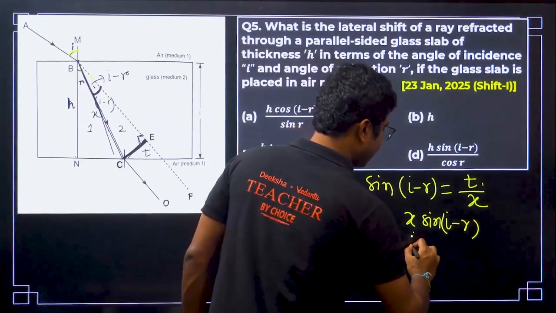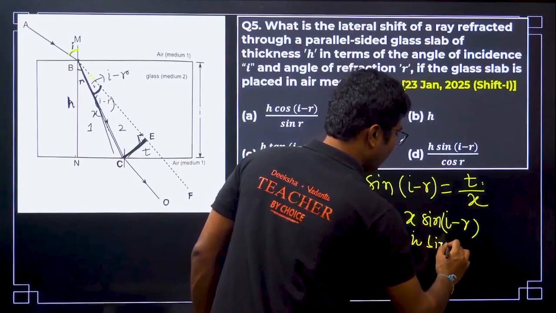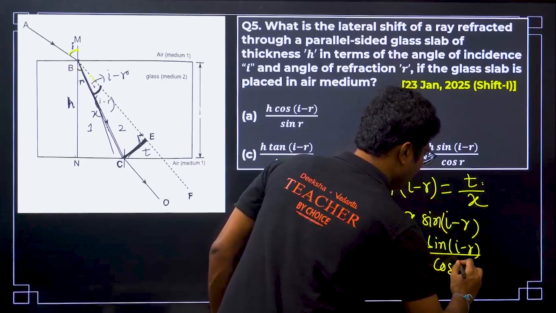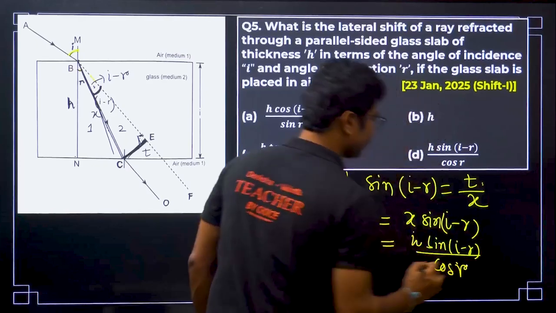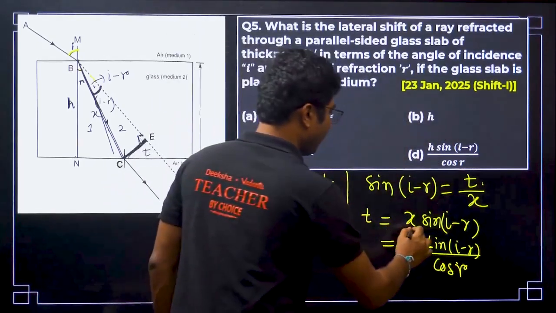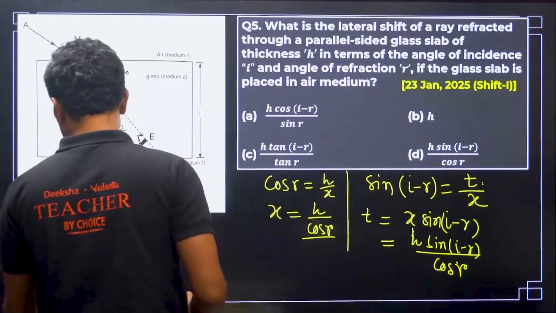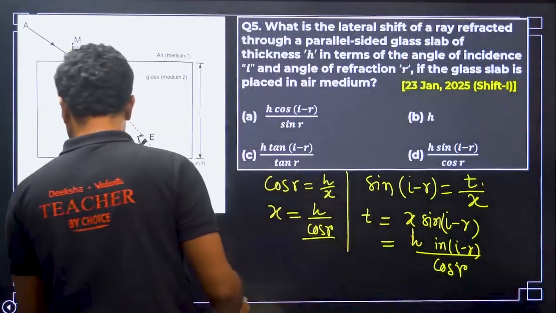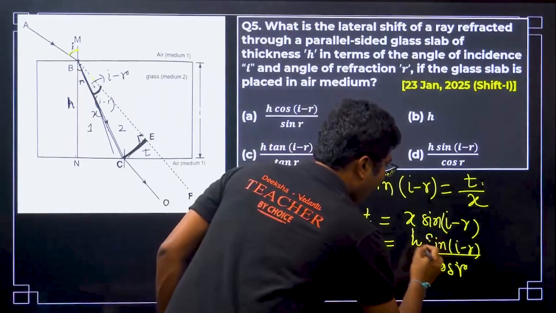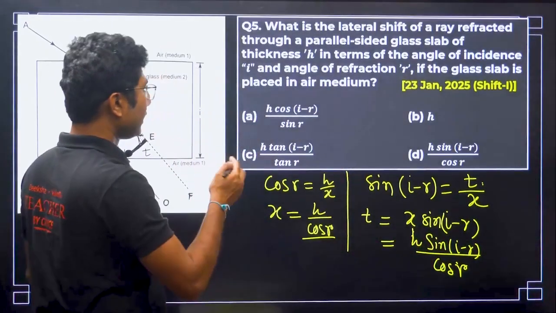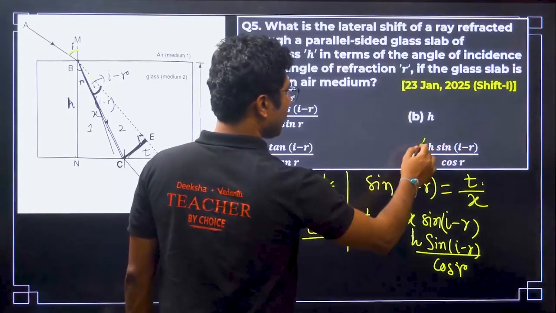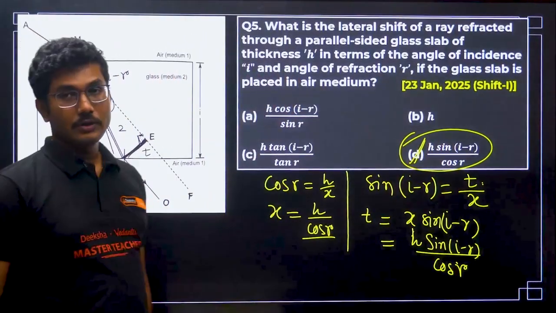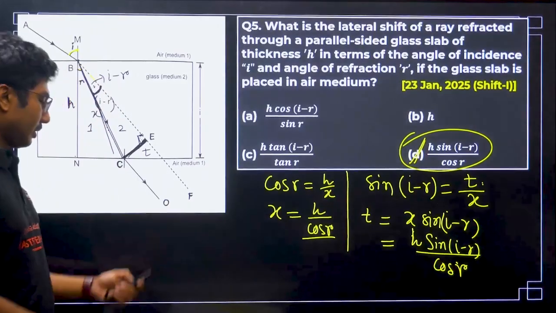So it will be h sine I minus r divided by cos r. Okay. So what is the answer? H sine I minus r by cos r. So this is the correct answer. You can remember it as a formula for lateral shift, or you can derive it if required.